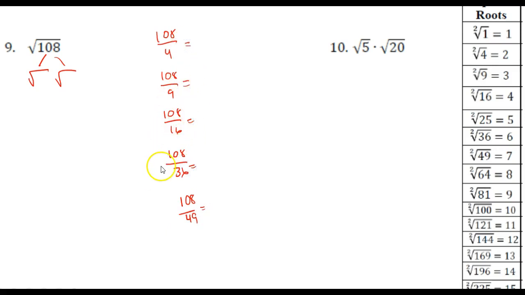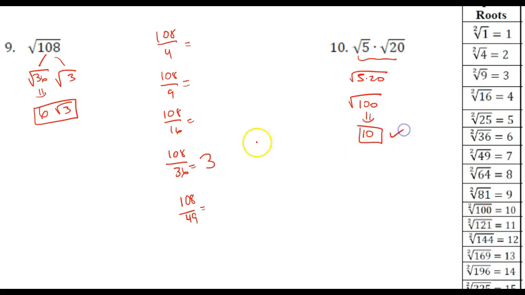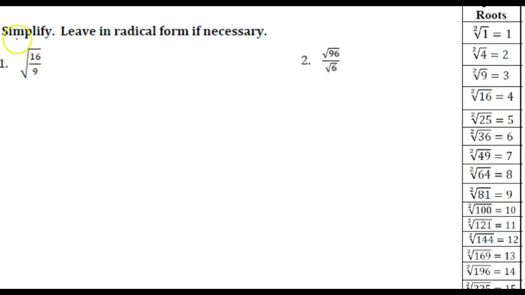Okay. And you should have found that to be 3, so that would have been 36 and 3, that would be 6 and rad 3. I'm going to go ahead and multiply these two together. 5 times 20, which would be 100. And if I look down my list, ooh, yay! Square root of 100 is actually 10. Cool. Let's continue on to dividing radicals.